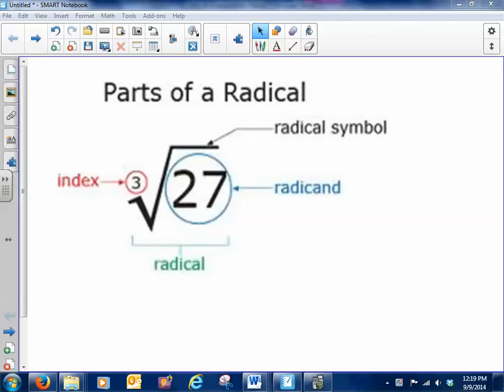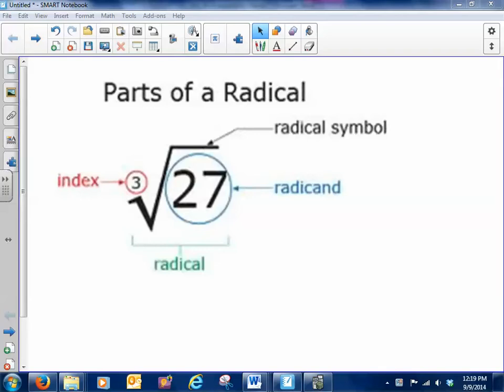Okay, folks, welcome to 1-3, real numbers and the number line. The first thing I want to talk about is square roots and that sort of thing. First thing we want to talk about is what this symbol is.